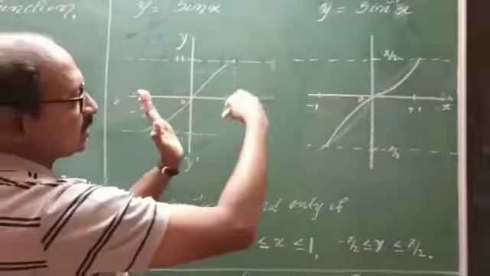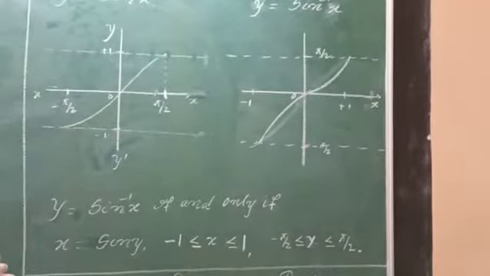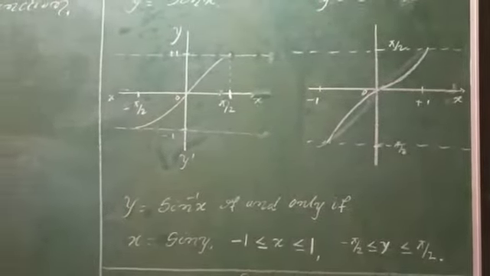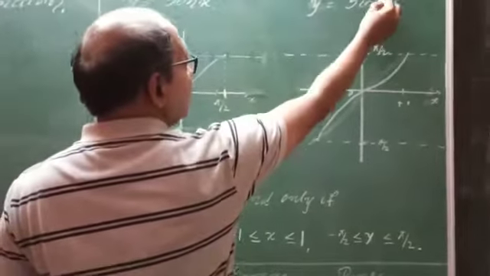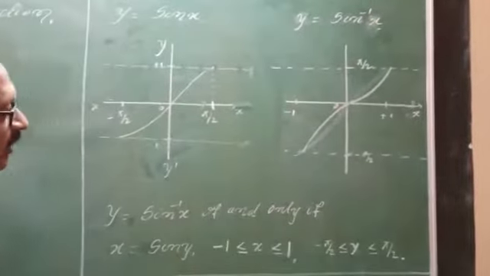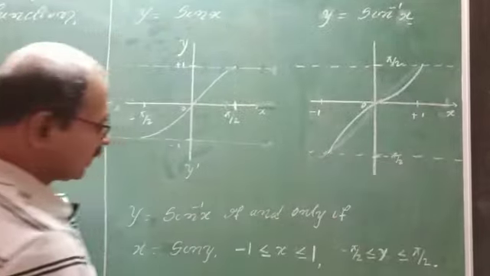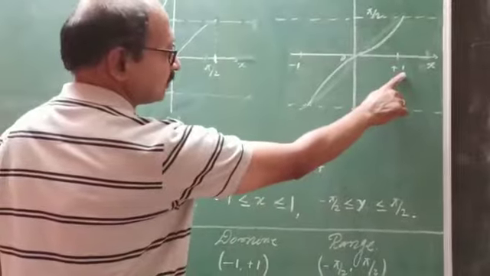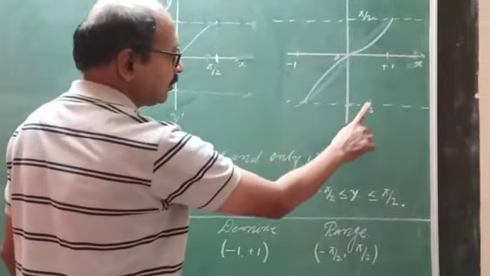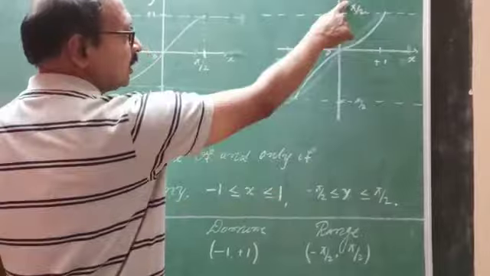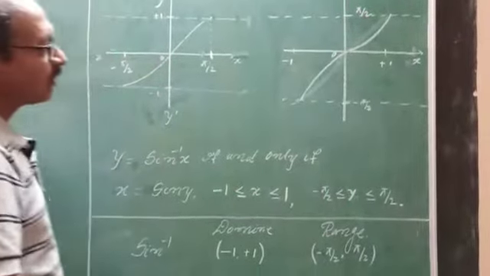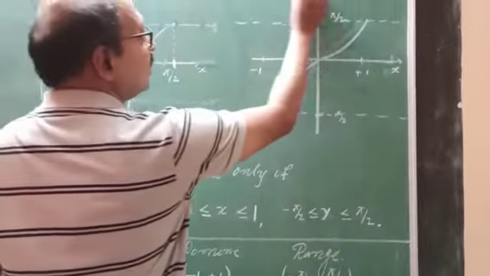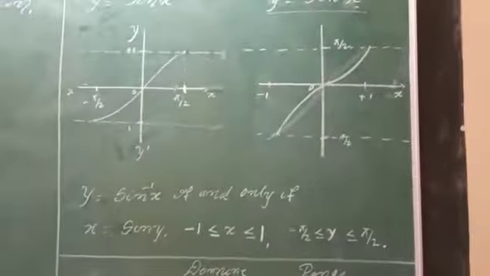Now I will find the inverse of this. How do we represent the inverse? The range becomes the domain and the domain becomes the range. Now y is equal to sine inverse of x. What is the domain of this? Minus 1 to plus 1, and the range is minus pi by 2 to pi by 2. This is how we represent the inverse sine function.